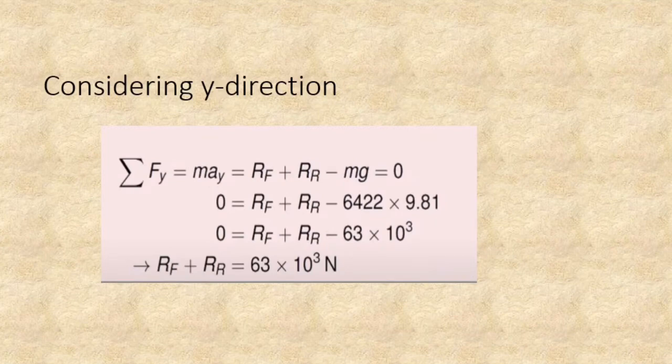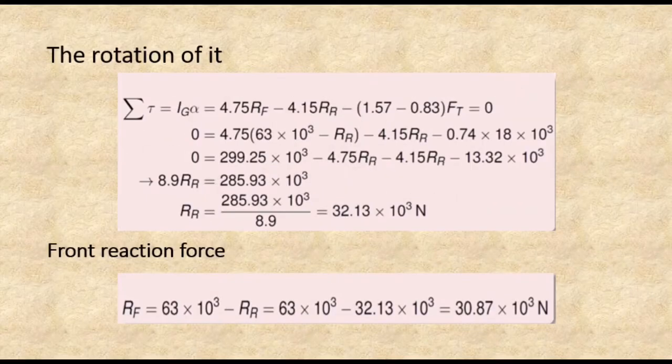Now, when we consider the y direction, we can clearly see that there are two unknowns which we cannot solve for, and that is the reaction force at the front and the rear wheels. So we need a third equation to help us solve these two unknowns. We can use Newton's second law for rotation, which we wrote down in the previous slide, and substitute the values into this equation. We solve for the reaction force on the rear wheels as 32.13 kilonewtons.